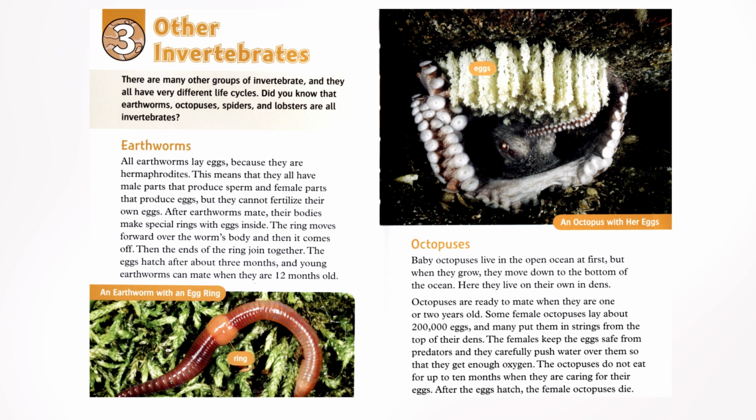The females keep the eggs safe from predators, and they carefully push water over them so that they get enough oxygen. The octopuses do not eat for up to 10 months when they are caring for their eggs. After the eggs hatch, the female octopuses die.